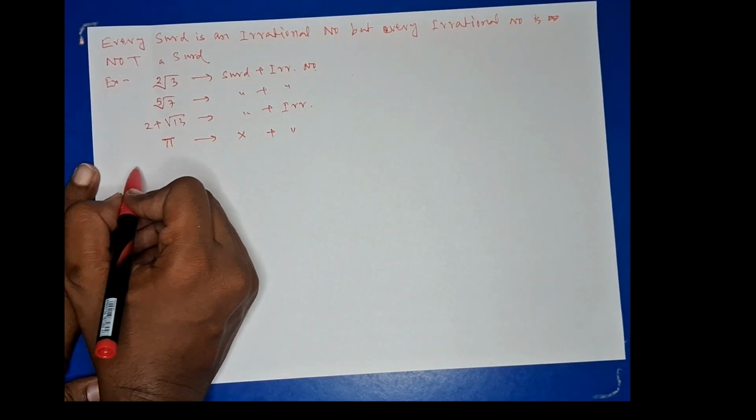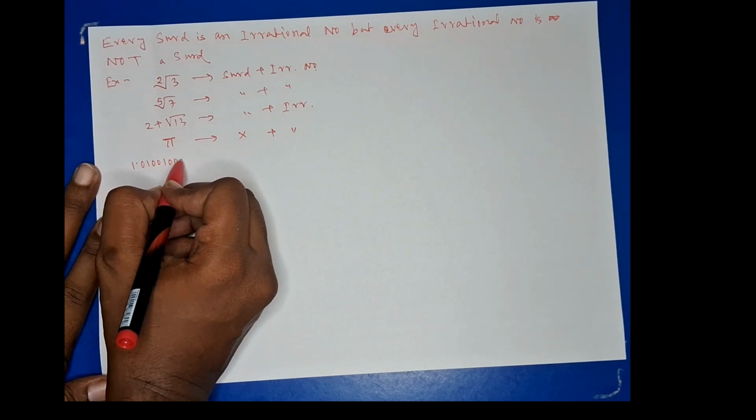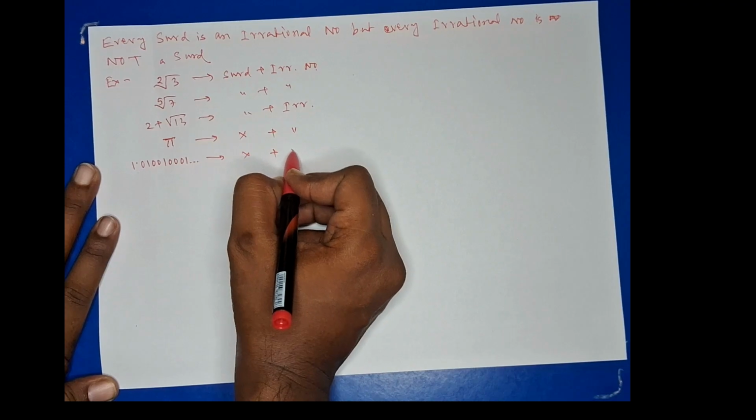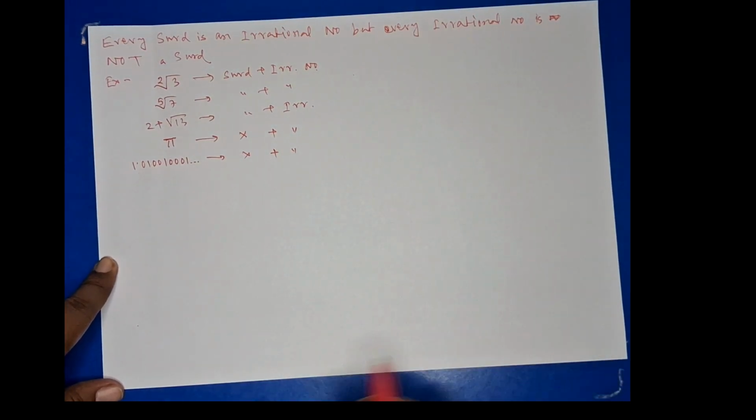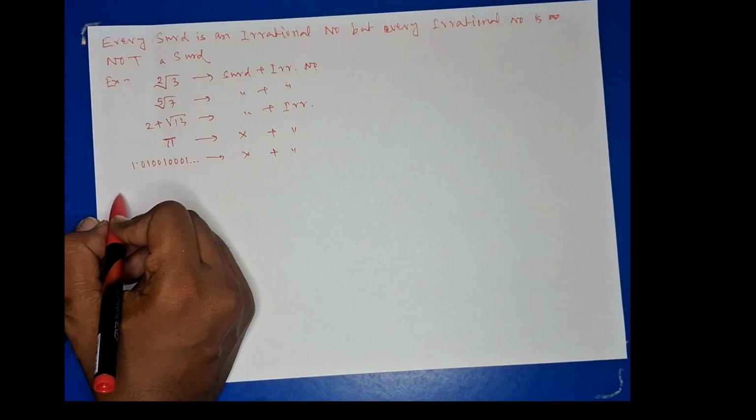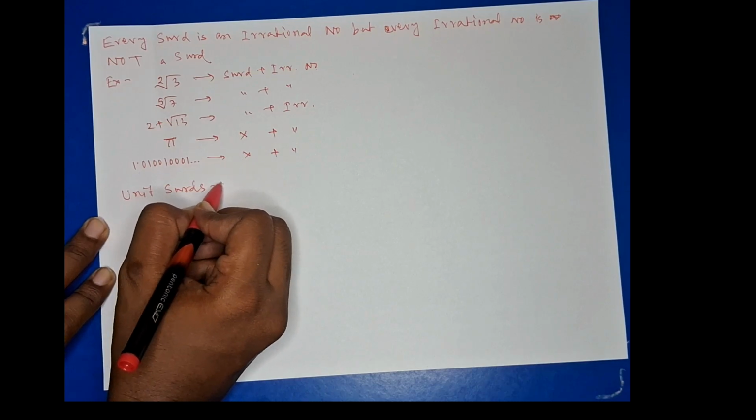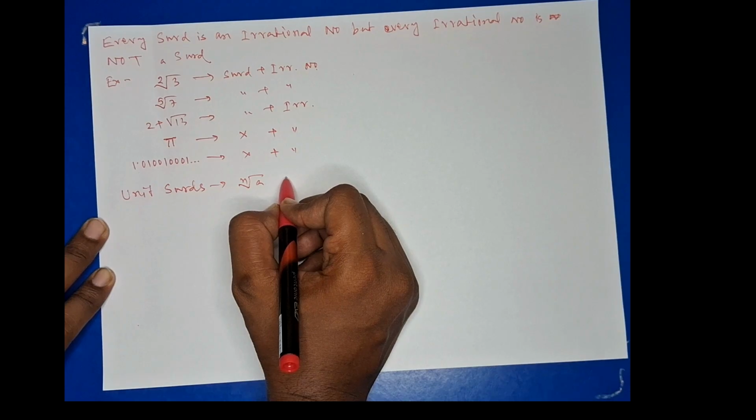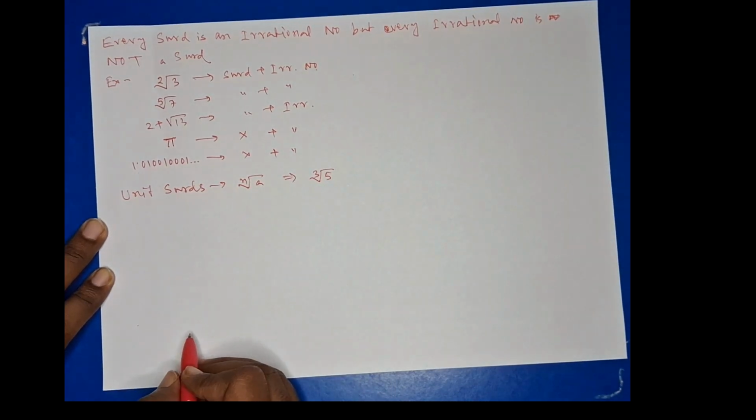If I consider 1.0100100001 dot dot dot, this is also not a surd but an irrational number. Okay, this one you have to remember. And some other things like unit surds. What is this? nth root of a, for example, we can say 3rd root of 5. This is a unit surd.